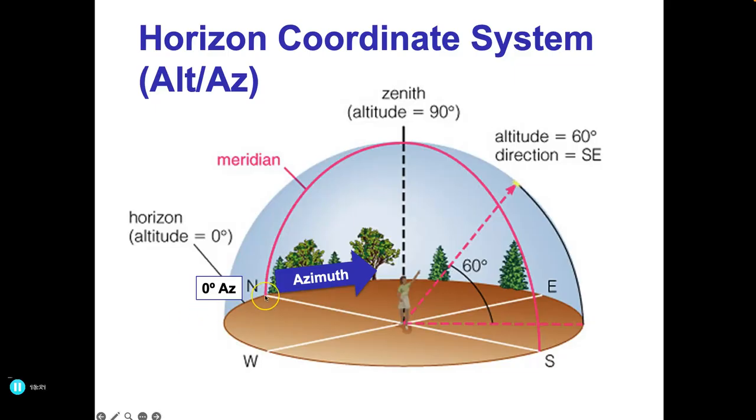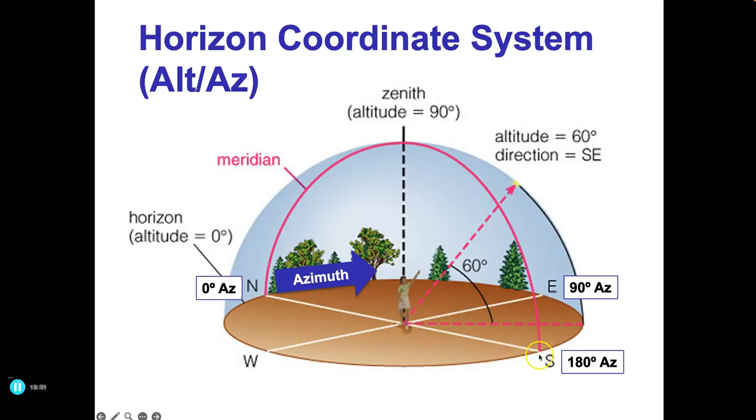And then azimuth increases as you look to your right, or as you look around the horizon clockwise. So due north is 0 degrees. And then you look around, and if you're looking due east, you've rotated 90 degrees away from north. So due east is 90 degrees azimuth. Okay, keep on going. If you look due south, you've rotated through 180 degrees.